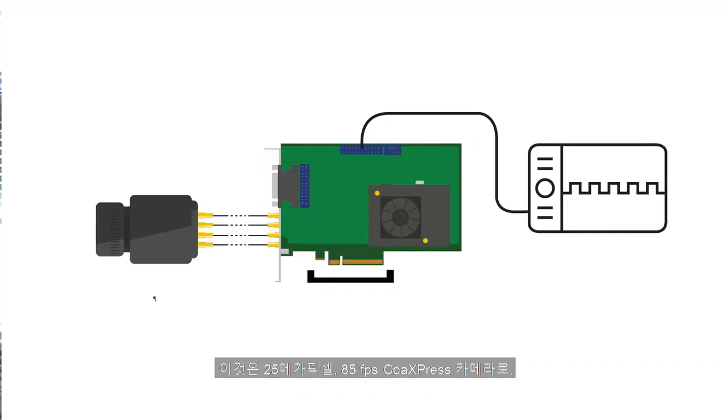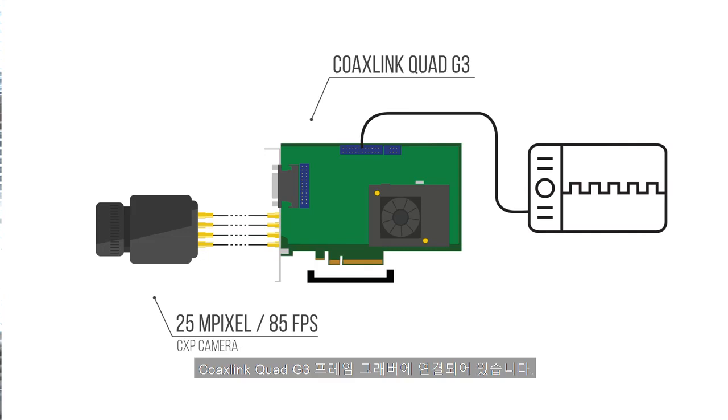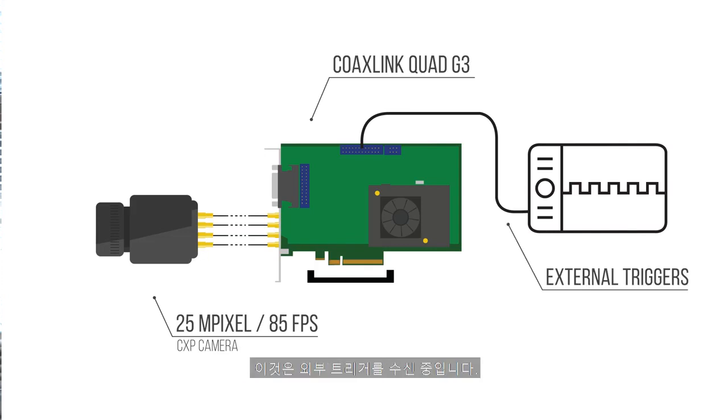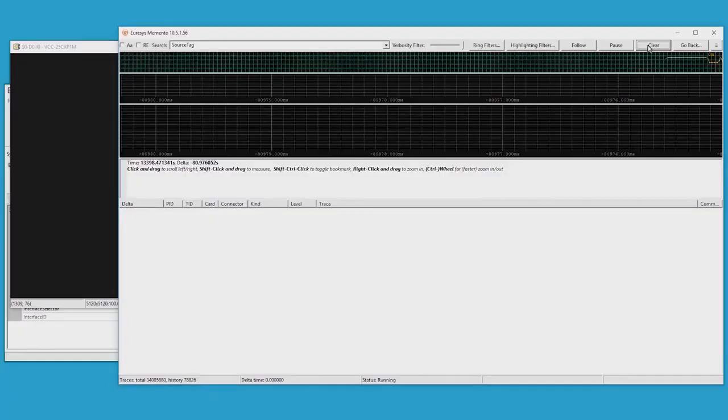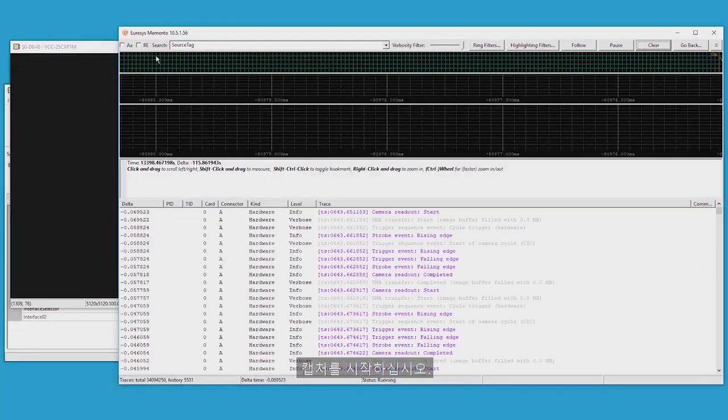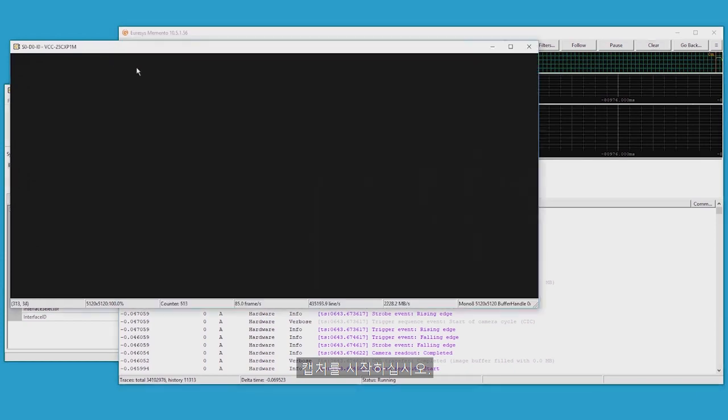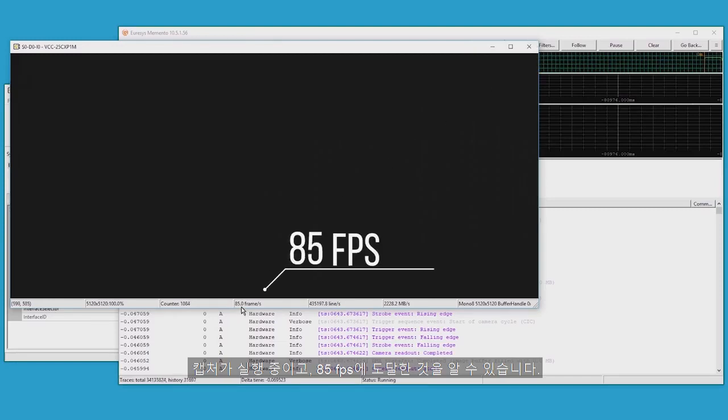Yes, sure, but first let me describe the system we have here. We have a 25 megapixel, 85 frame per second CoaXPress camera connected to our Coaxlink Quad G3 frame grabbers, and it's receiving external triggers. So let's look at Memento. Please start the acquisition. Okay, so the acquisition is running. We can see here that we are reaching 85 frames per second. So let's take a look at the analyzer.